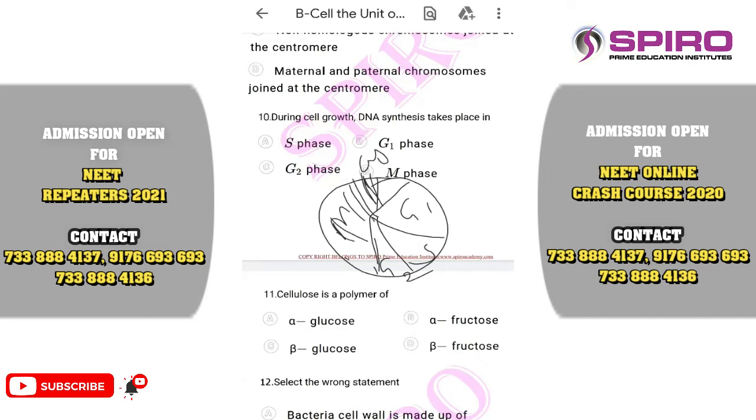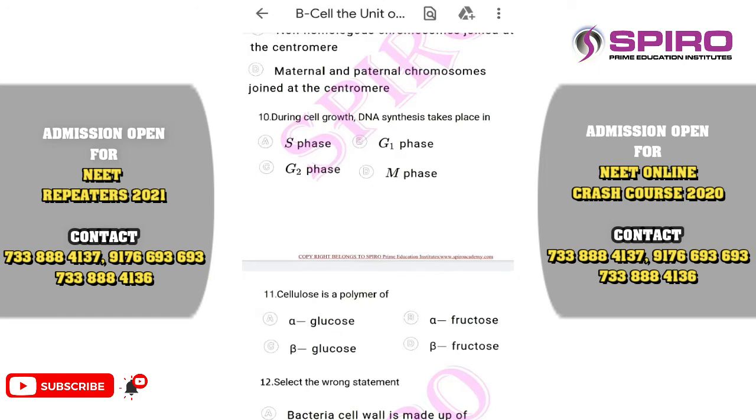So here in G1 phase, the maximum organellar duplication occurs. And in the S phase, the DNA is going to get replicated. So the DNA content is going to be 2C in G1 phase, and it is going to be 4C in case of S phase. So the DNA is going to be replicated in this S phase only. So this is nothing but the DNA synthesis. So the correct option here is option A, S phase.